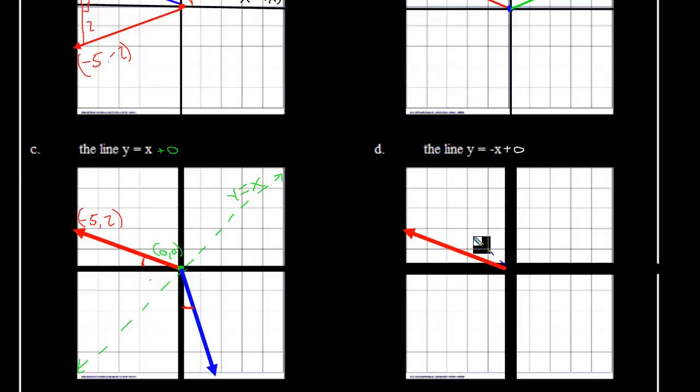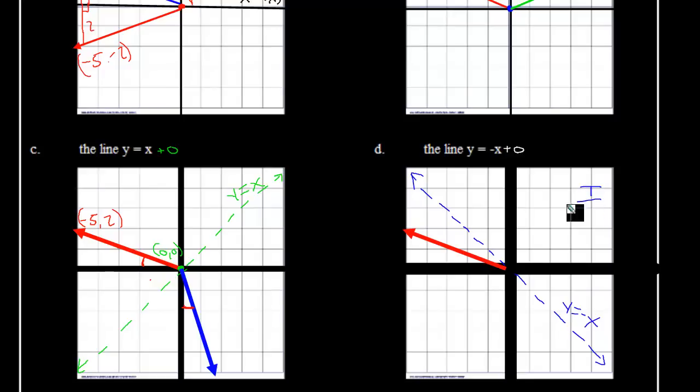So it's going to look something like this. It's not perfect, but it's pretty accurate. So y equals negative x. What quadrant is this ray going to be in if it's reflected over the line y equals negative x?